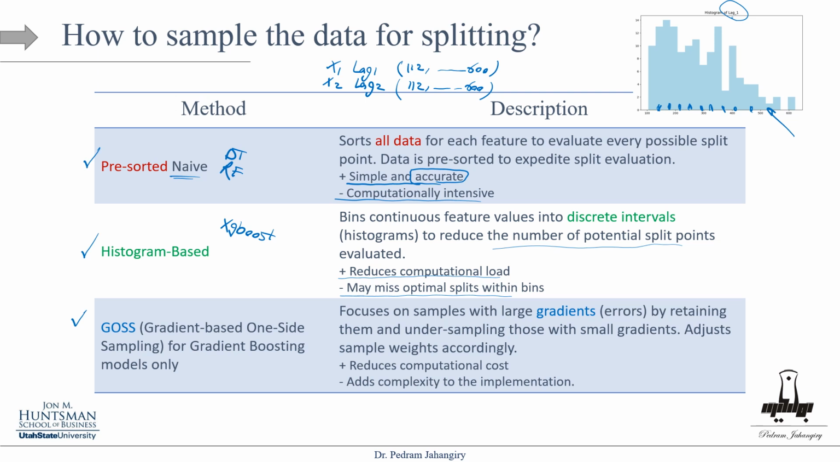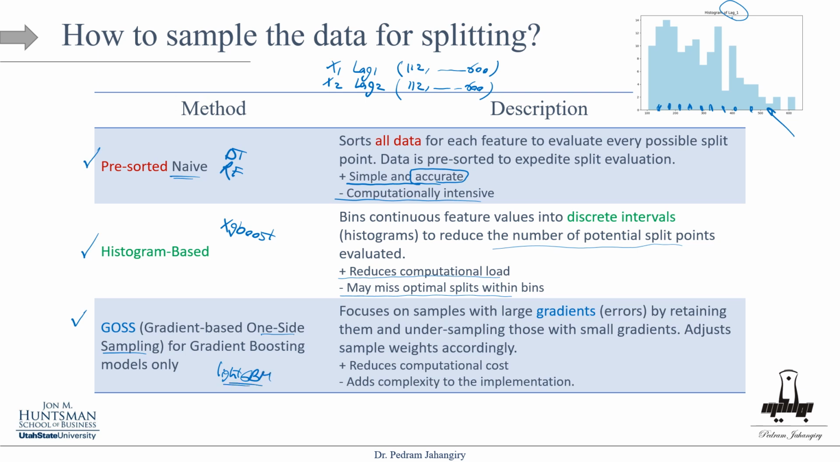All right, the last one is GOSS, which stands for gradient-based one-sided sampling. I'll tell you what I mean by one-sided sampling. But basically, this is for models that are based on gradient boosting methodologies. So that simply means that LightGBM is using this one because it's a gradient boosting. The idea is pretty straightforward.